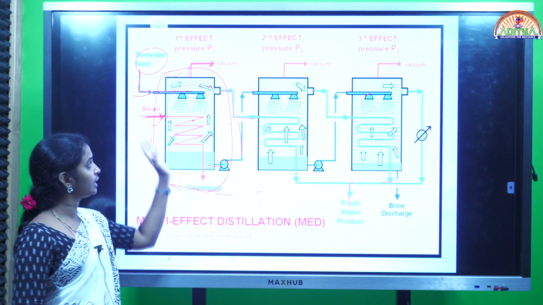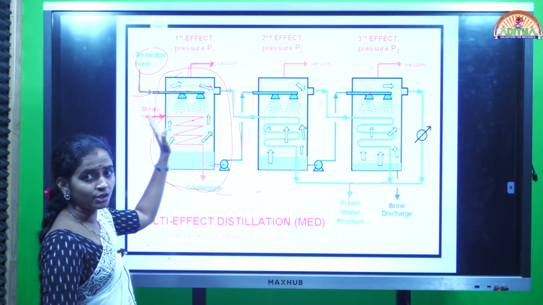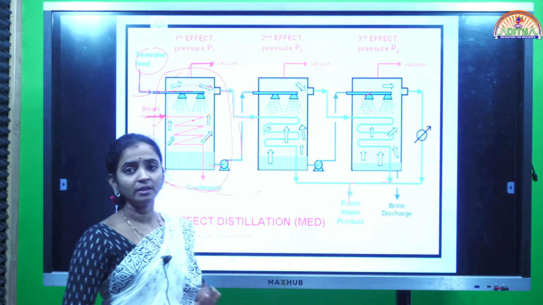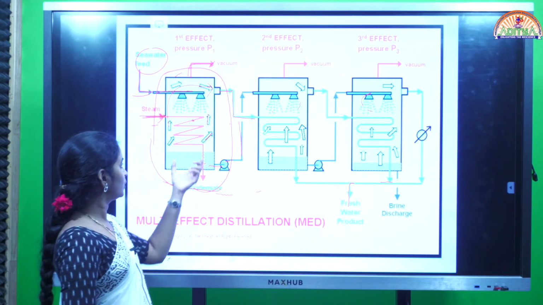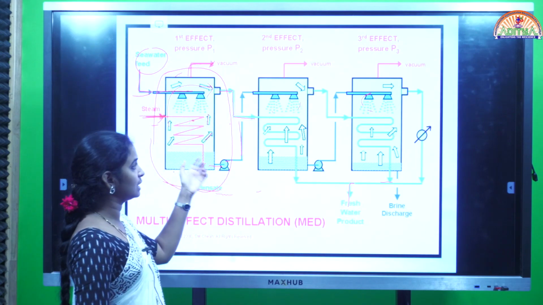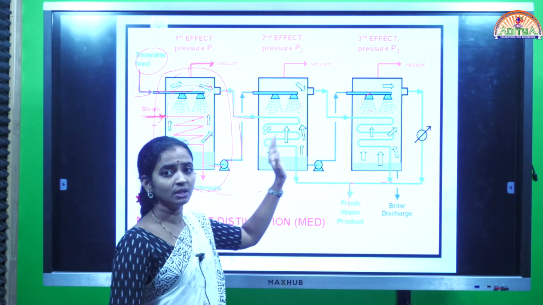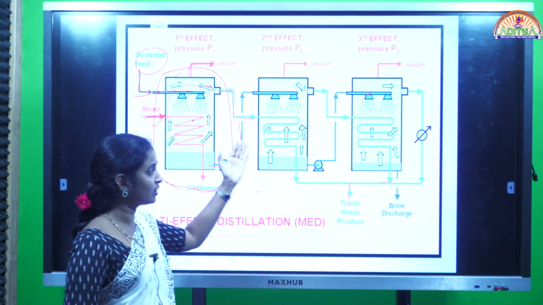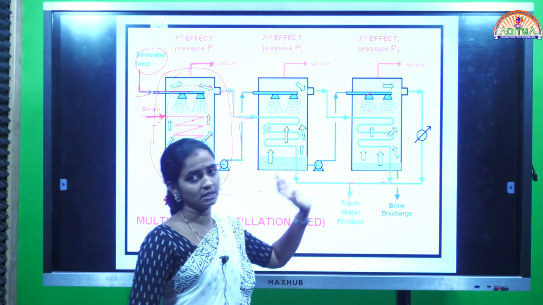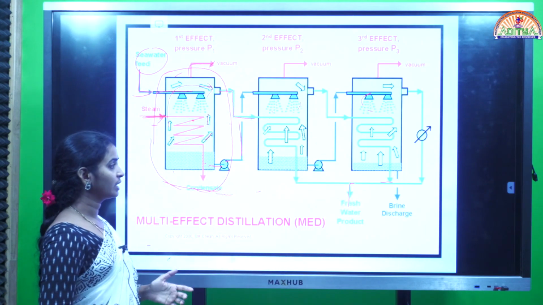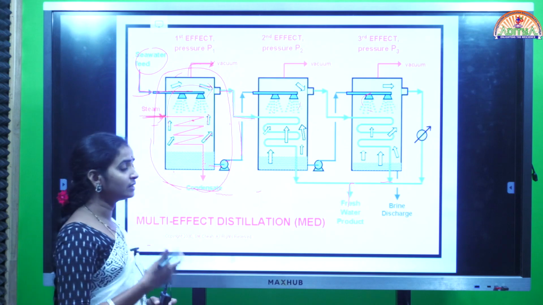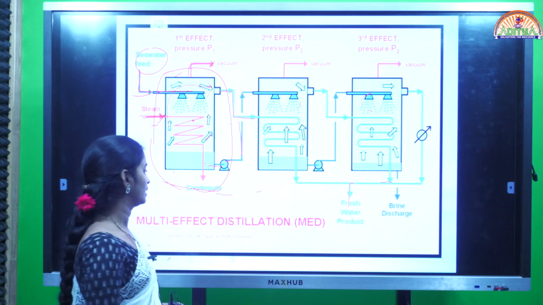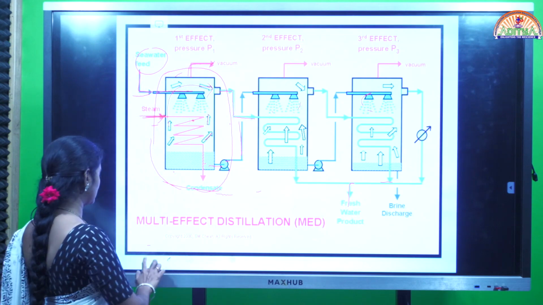Only for the first chamber we need to provide an external steam source. Coming to the second and third, there is no need to provide any external steam source. Whatever steam is generated in the first still is carried forward to the second still, and again in the second still steam will be generated, and that will be carried forward to the third still. In this way we can conserve energy, we can reduce the consumption of energy. So this is about multiple effect distillation.